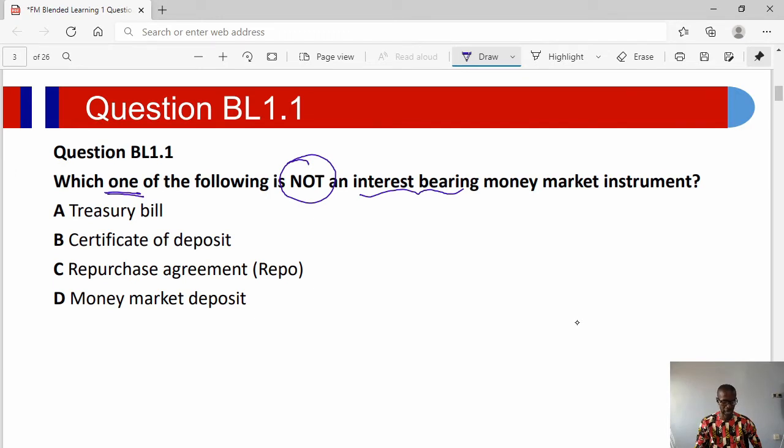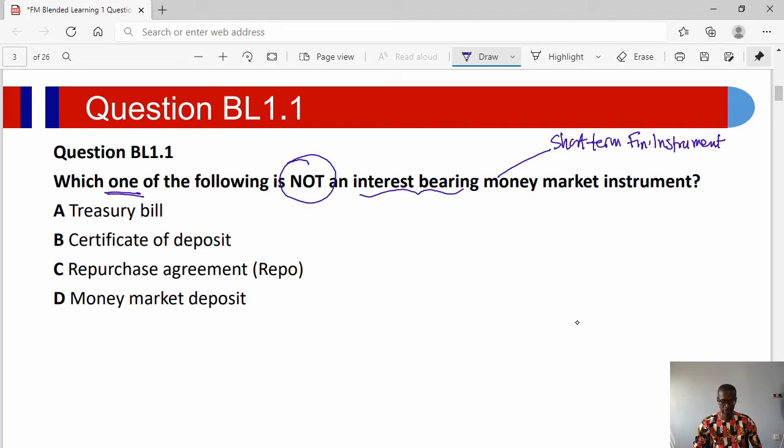Now, the main thing that I want you to observe here as you practice is that when you come to money market instruments, they are instruments which we often refer to as short-term financial instruments. They are traded on what we call the money market or the bankers market. They are short-term financial instruments, often within 1 year.